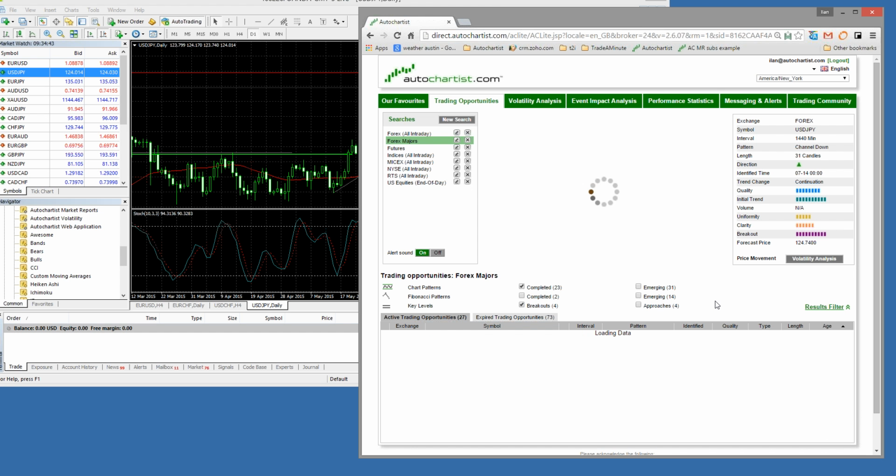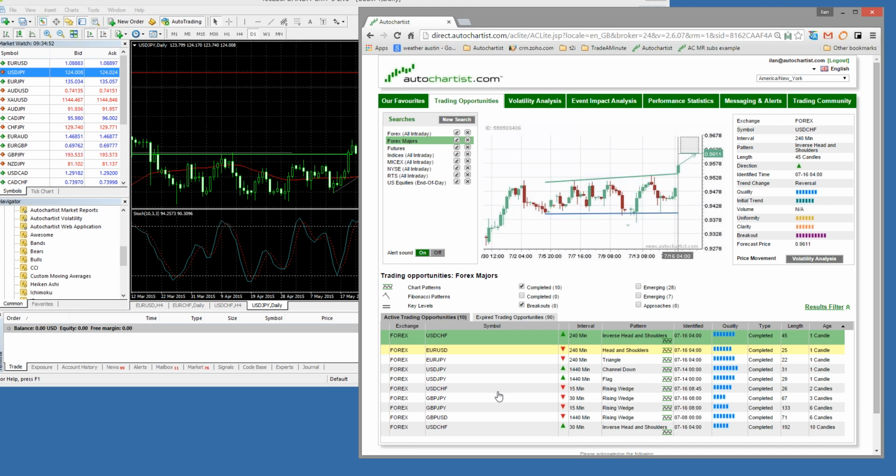Let me actually go to Forex Majors. That's the one I was on earlier. So firstly, uncheck the emerging patterns. Then only look at the completed, and that will narrow your search criteria quite a lot.